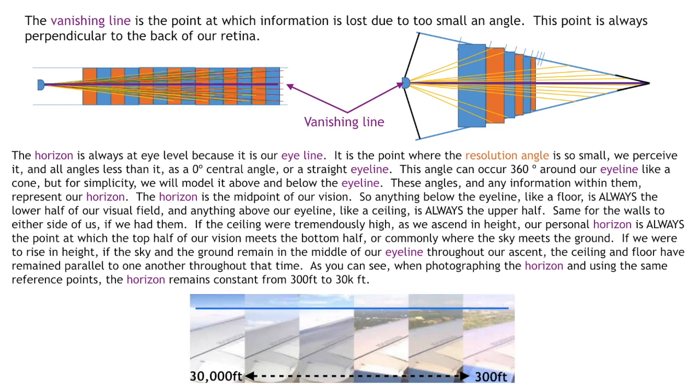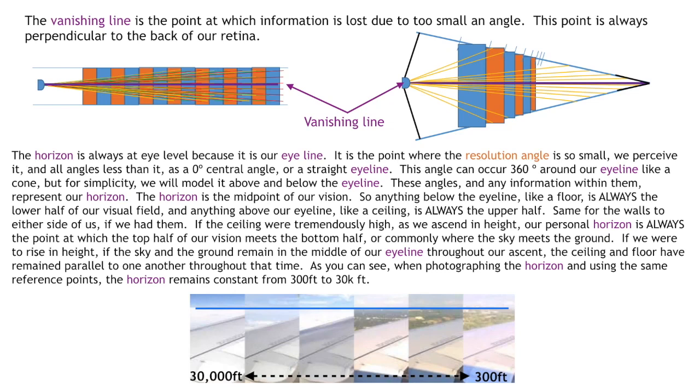But again, you can look at it from the top down, from a 45-degree angle, from a 90-degree angle, from a 270-degree angle. It's still going to be the same angle. But for simplicity, we're going to be looking at it as if you're looking at it from the side of the head. So these angles and any information within them represents our horizon.